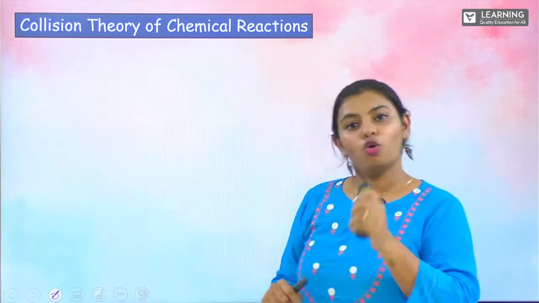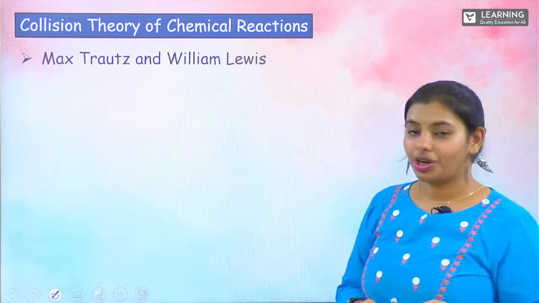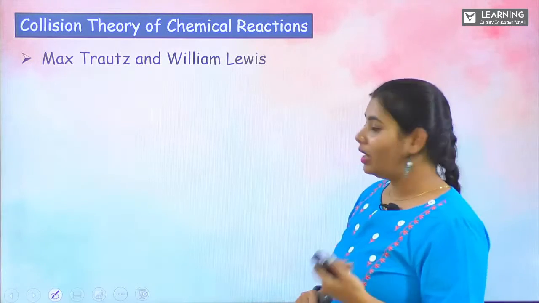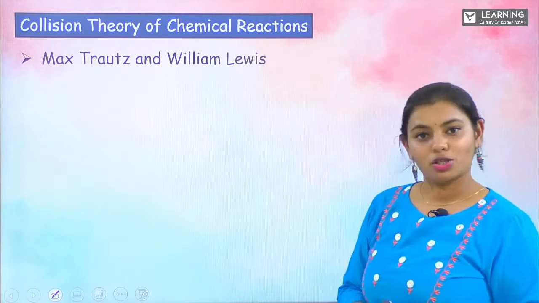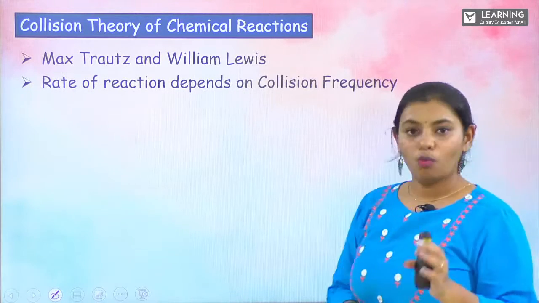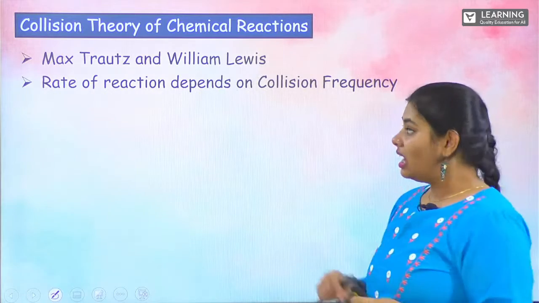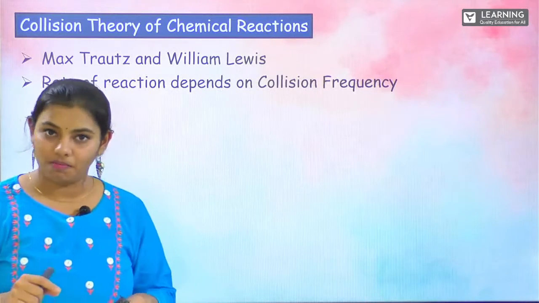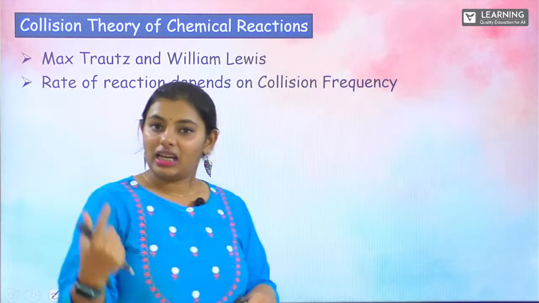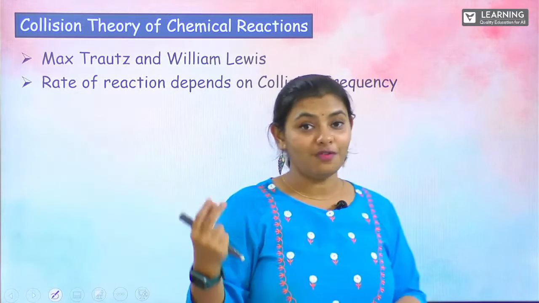So before that, who gave this collision theory? Collision theory was given by Max Trautz and William Lewis. In 1916, they came up with the theory which is collision theory. Here, what collision theory says is that the rate of the reaction depends on collision frequency. The rate of the entire reaction is going to be dependent on collision frequency.